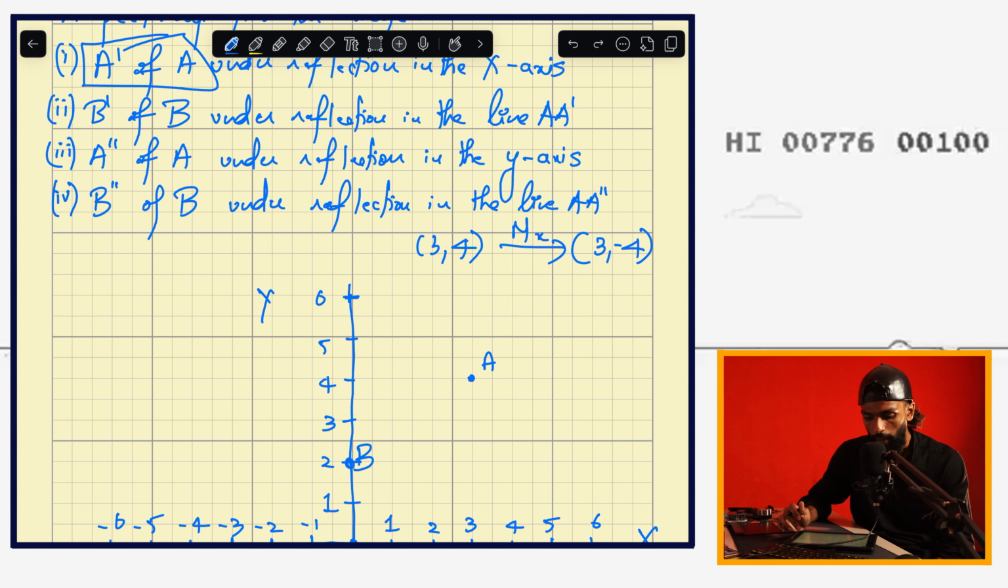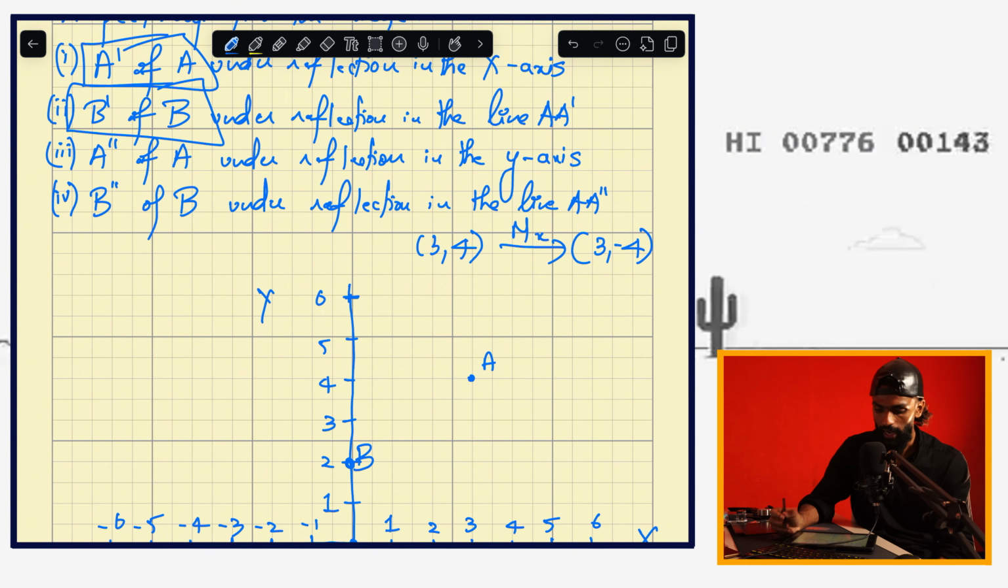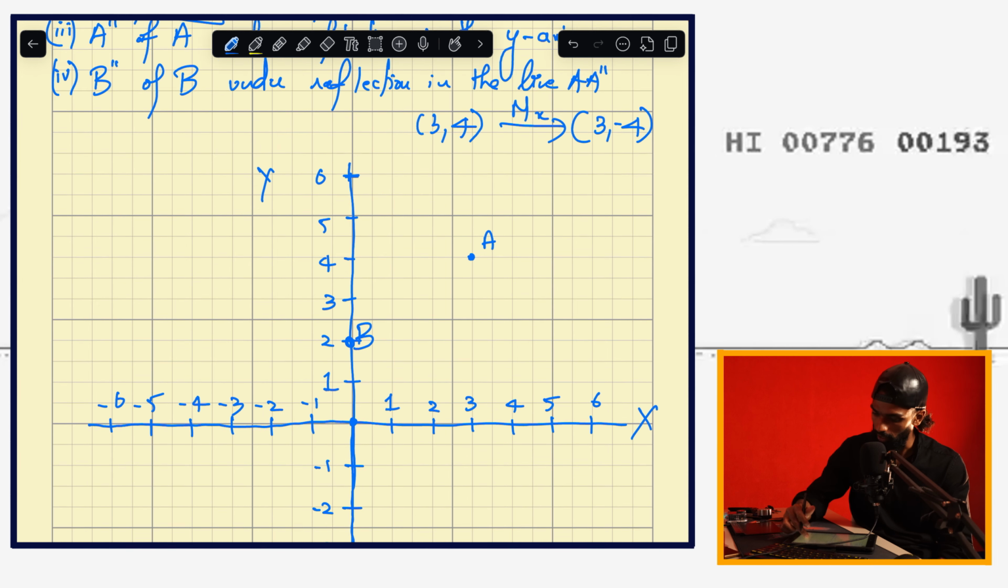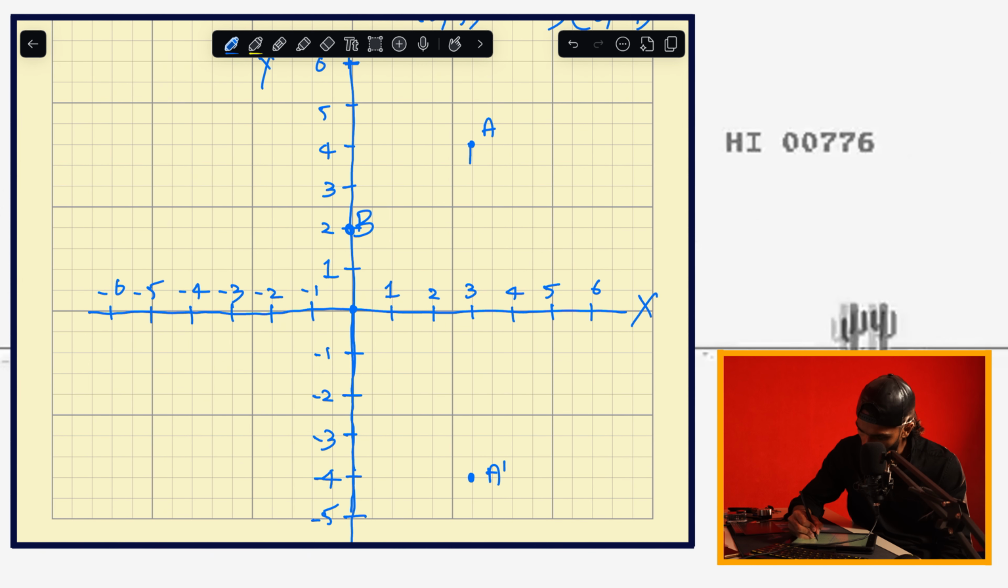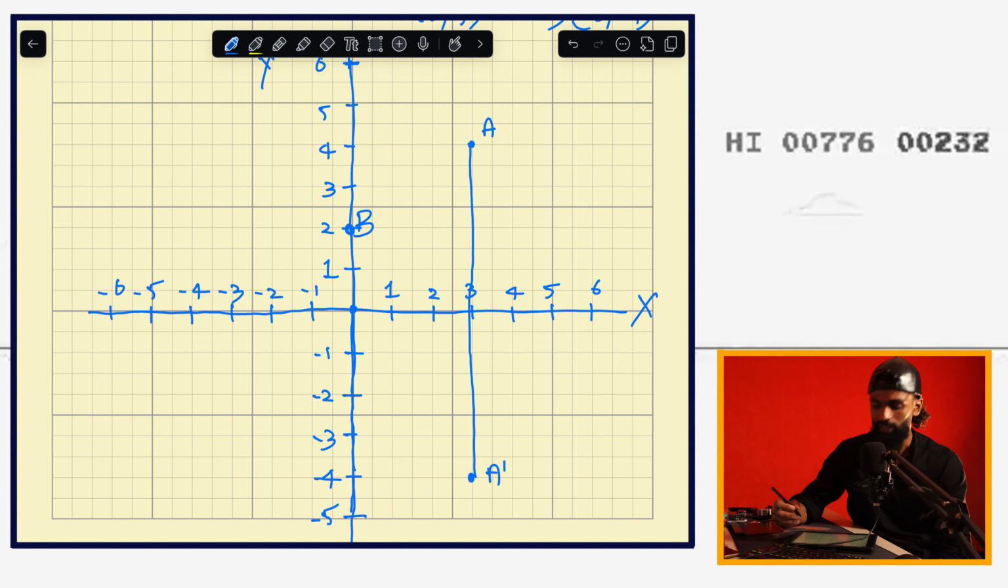Second sub-question, I'm supposed to find the image for B and name it as B dash. But this time, the mirror is line AA dash. It's very important for us to understand this meaning. Line AA dash meaning, first find A and A dash and join it. So A dash I found. I'll join the line. I'll connect the dots. So this becomes your new mirror for the second sub-question.